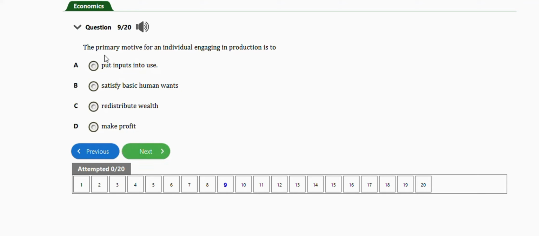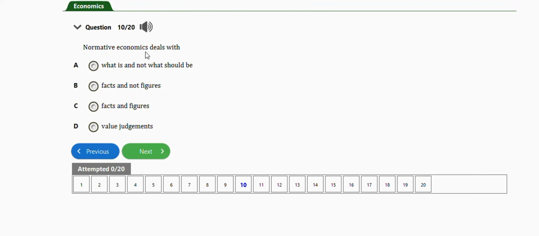Next question is this one. It says the primary motive for an individual engaging in production is to make profit, basically, option D. Okay, next question is this one. It says normative economics deals with what is and not what should be, facts and not figures, facts and figures, value judgment. The right answer is option D, guys. Take note of this question, value judgments. Next question is this one.